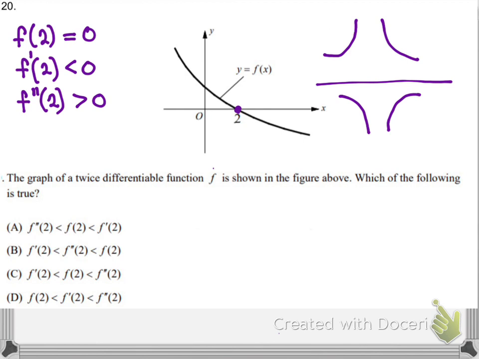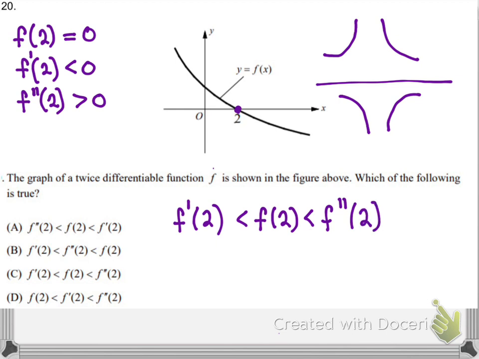All right, so the choices look like we're arranging our values from least to greatest. The least will be the first derivative, since it's negative, followed by the 0, and then the second derivative. And our answer is letter C. Okay, that was easy.